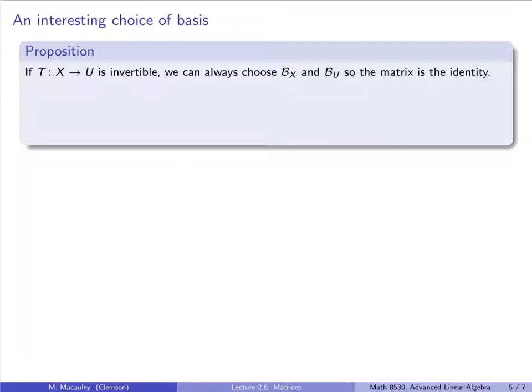I'm going to do one more example, but before that, I want to show you a neat little fact about our choice of matrices, and namely, if T is an invertible linear map from X to U, then we can always choose an input and output basis so the matrix is the identity. Now, you can think about this visually or algebraically. I'll do both. Well, if this is invertible, then these have the same dimension.